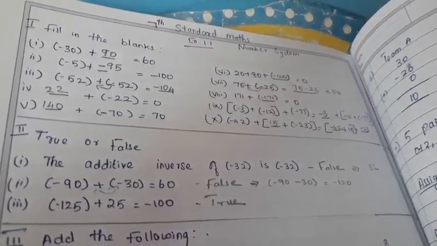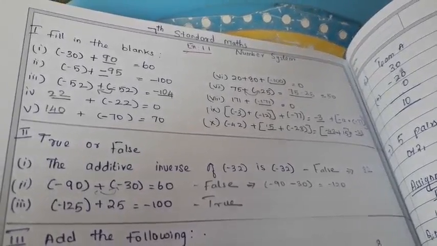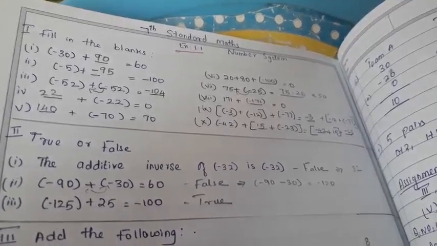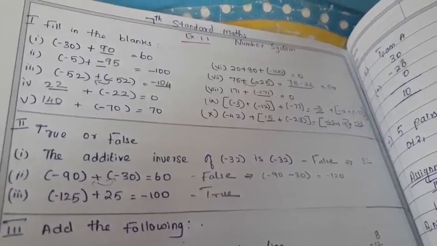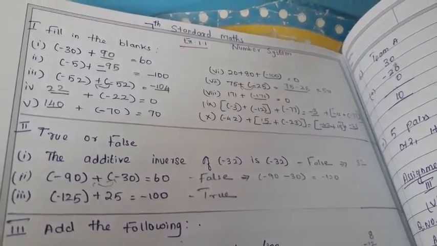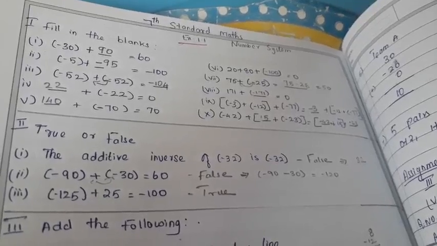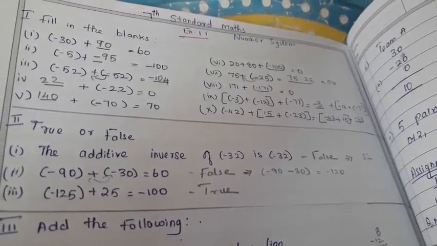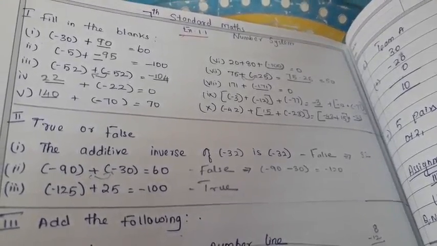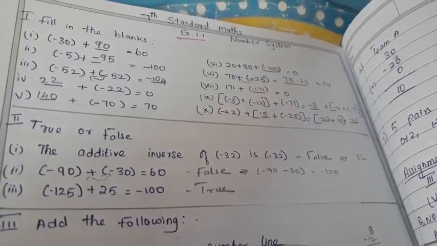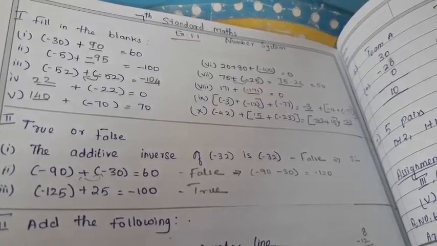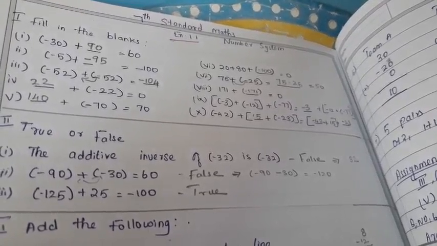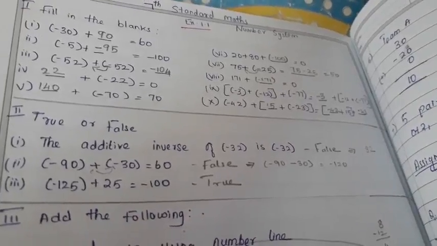So minus 5 minus 95, that is add the numbers and put the same sign so that you will be getting minus 100. And same way, look into the third sum, minus 52 plus of minus. So plus of minus will become minus. Clear? Minus of minus will become plus. Plus of minus will become minus. So minus 52 minus 52, both in the same sign, add and put the same sign. So minus 52 minus 52 is equal to minus 104.